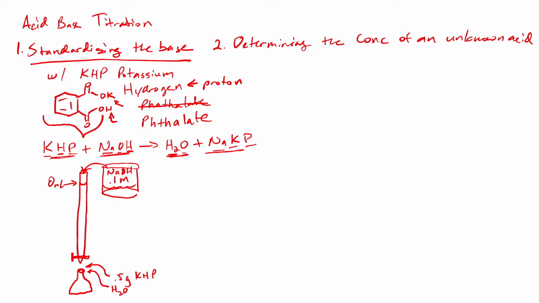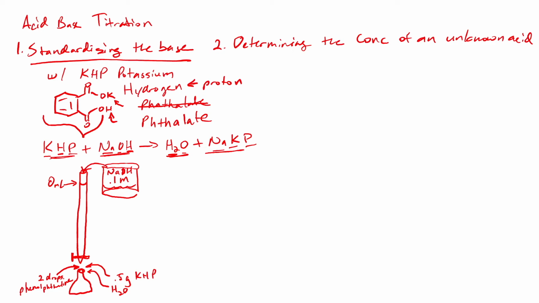And the other thing to notice too is that in an acid-base titration you're always going to put in 2 drops of the indicator solution, which in this case will be phenolphthalein. Again, I don't remember how to spell phthalate. Maybe I should look that up too.